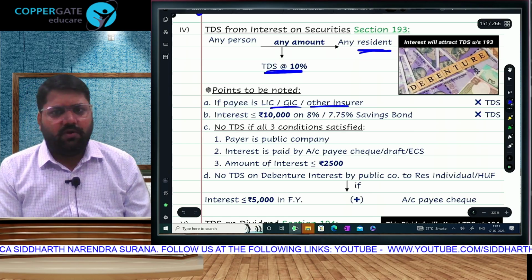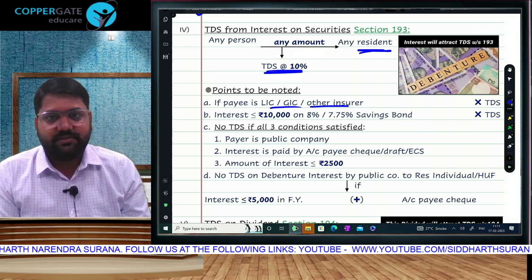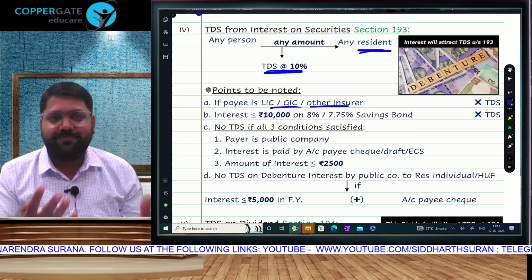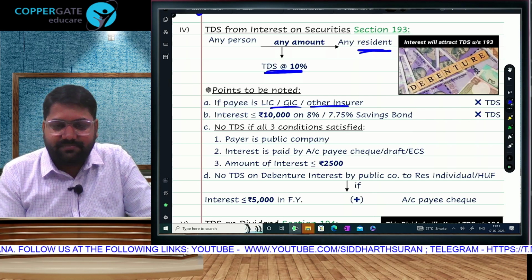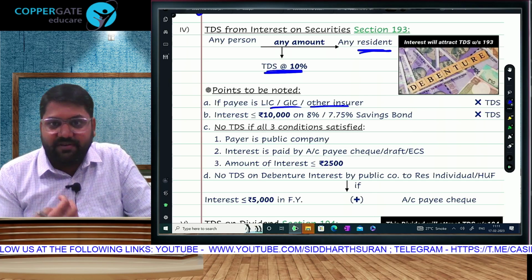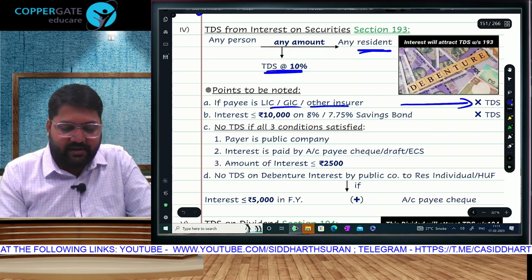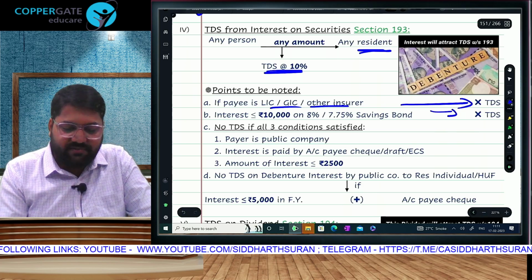Look, LIC and all these companies make investment in securities. That's their main source of income. Premium honestly is very less compared to the claims that they pay every year. So they receive investment income, but we will not deduct any TDS. Then on these bonds there will be no TDS.